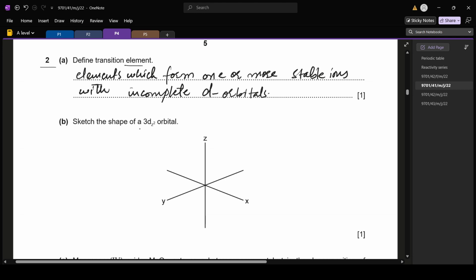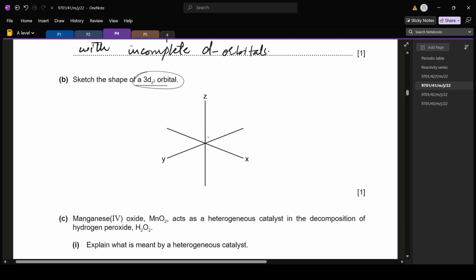Part B, sketch the shape of the dz square orbital. You have to remember the shape of the dz square orbital. So it's like this. It has to be on the z axis, and then this is like this.